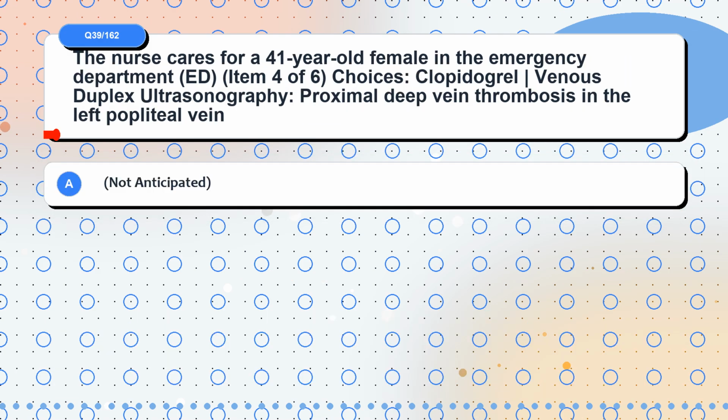Question 39. The nurse cares for a 41-year-old female in the emergency department. ED item 4 of 6 choices. Clopidogrel. Venous duplex ultrasonography: proximal deep vein thrombosis in the left popliteal vein. Here are the options. Option A: not anticipated.